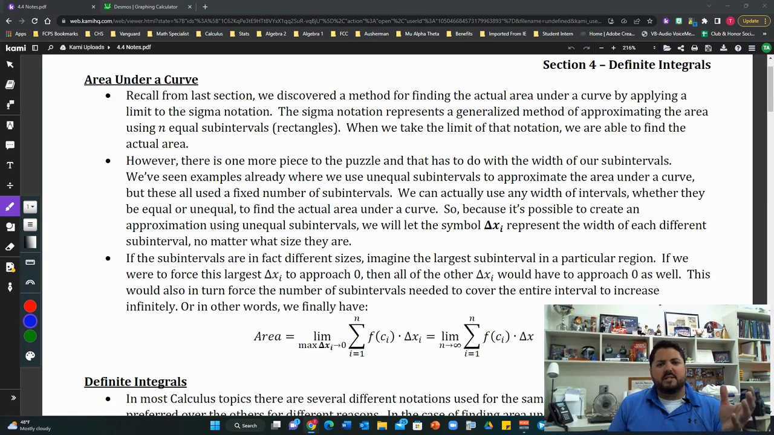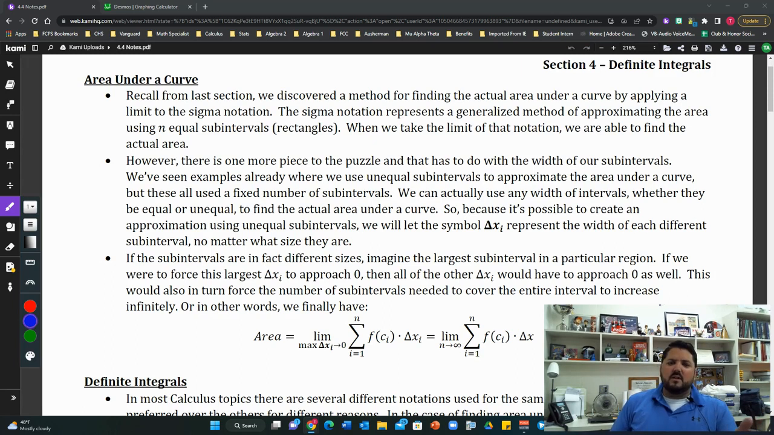So if you recall from last section, we discovered a method for finding the actual area under a curve by applying a limit to that sigma notation. The sigma notation represents a generalized method of approximating the area using n equal subintervals. And again, when we use sigma, we're always using rectangles as that defined shape. Again, the purpose of that was to have a repeatable process that's very efficient. So then because it's repeatable, we can use the sigma notation to represent those repeated iterations. And then when I take the limit of that notation, that gives us our actual area.